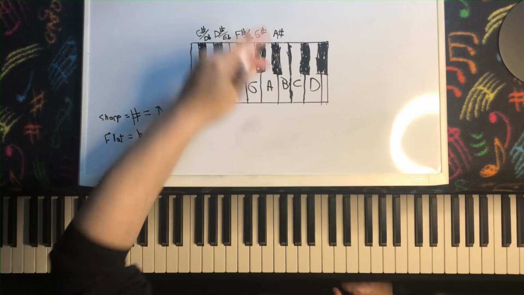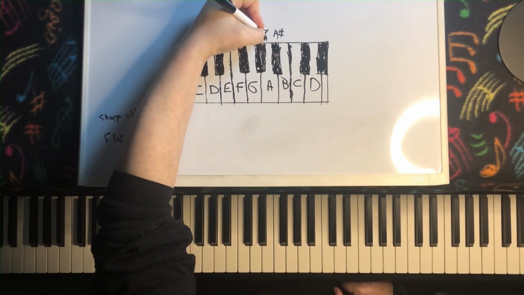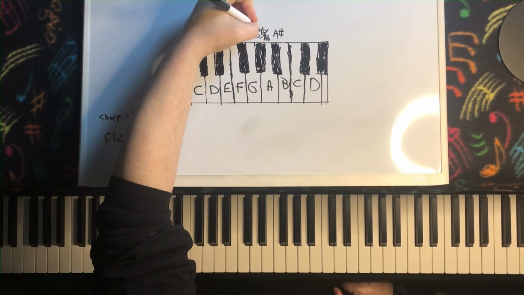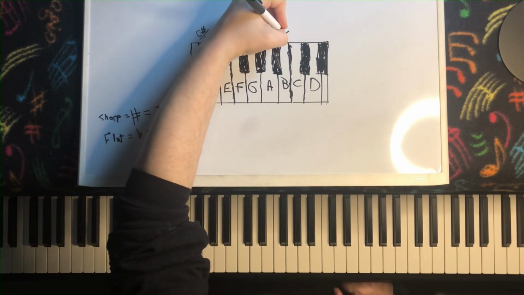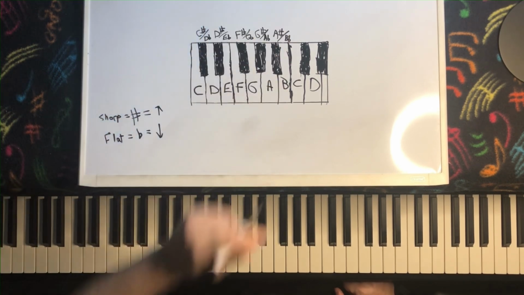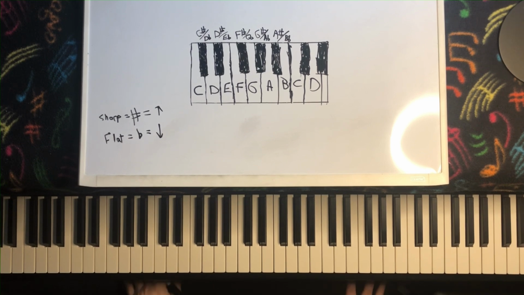Let's see, G sharp could also be A flat. Sorry, I think I might have misspoke on the last one. F sharp is G flat, G sharp is A flat, and A sharp could also be B flat, all right? So those notes can be described two different ways. It just kind of depends on which direction we're coming at them from.